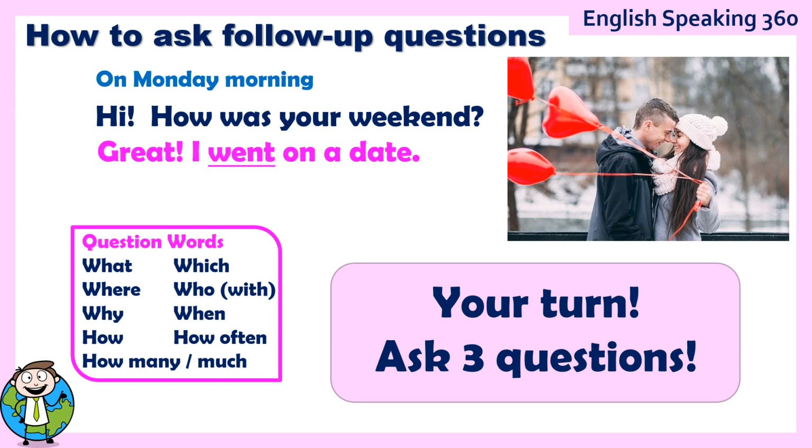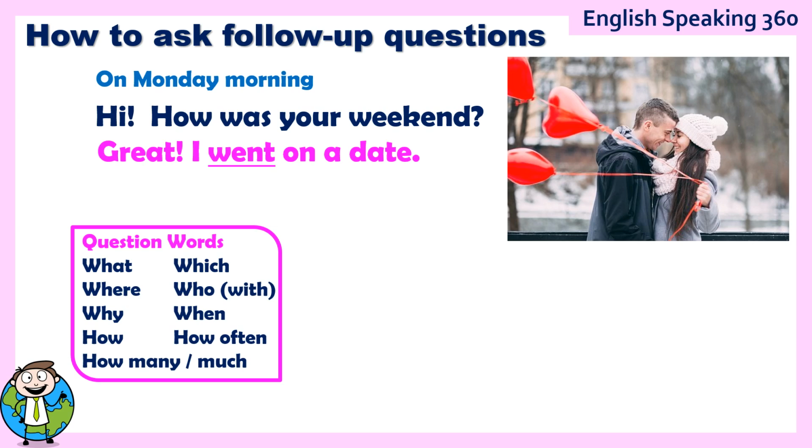Did you manage to make 3 questions? Let's see if you got the right answers. So in this case, what was not possible, which wasn't possible, how often were not possible, and how many, how much were not possible. So where, why, who, and when were possible questions. So let's go with the first one. Where, what did you say?